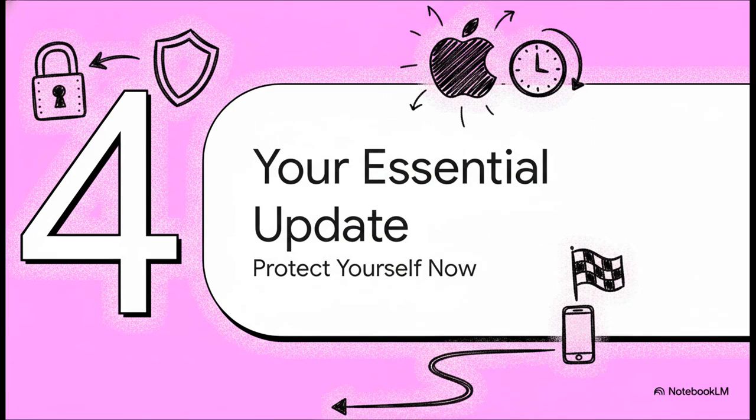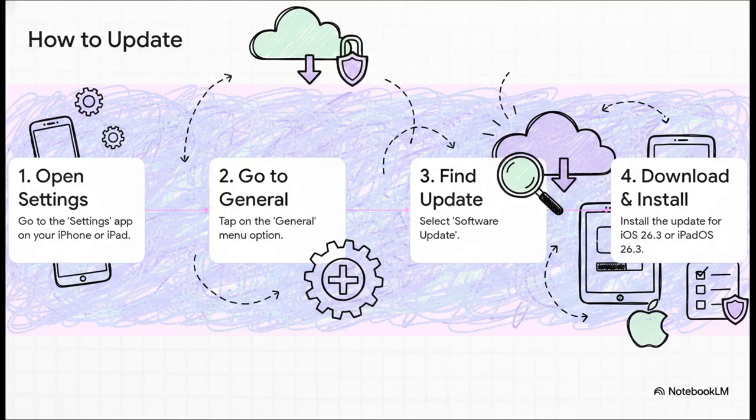But here's the good news, and it is really good news. The fix is out. It's ready, and it's so easy to do. Apple already pushed the patch, and you can get this whole thing sorted in like under a minute. Let me show you exactly how. Okay, you can literally do this right now as I'm talking. Grab your phone or iPad, open up the Settings app, that little gear icon, then go to General, and then tap Software Update. You should see an update waiting for you: iOS 26.3 or iPadOS 26.3. All you have to do is hit Download and Install. That's it. Seriously, it's that simple.